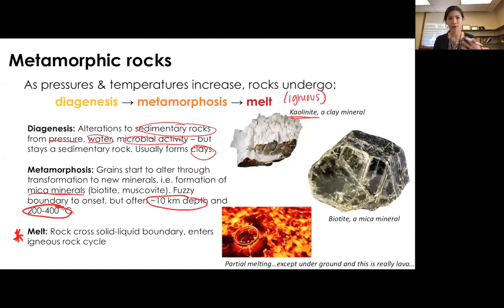We've got that clay mineral that formed through diagenesis being altered into a biotite, which is a mica mineral. These micas are characterized by their platy look. So they look like sheets of paper, although they're transparent, and they're often bound together, just like sheets of paper are in a booklet. So you can see the edges of all these leaves on this side here. And then as this biotite goes through even more pressures and temperatures, it eventually becomes a melt.